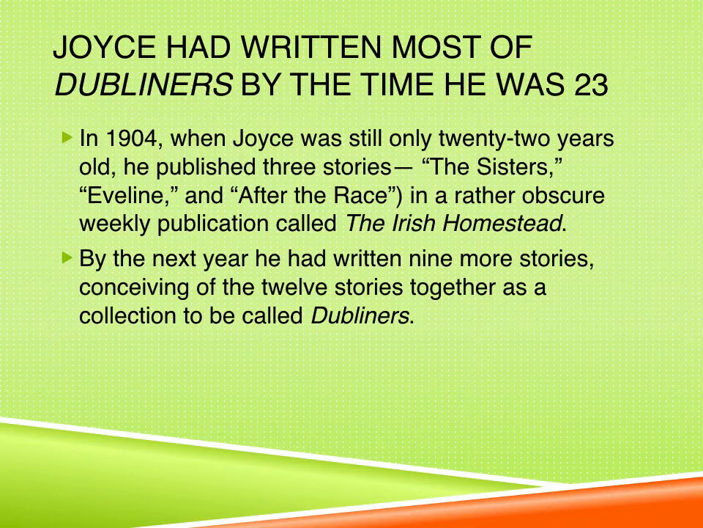So in 1904, he published three stories, The Sisters, Eveline, and After the Race, in an obscure weekly publication called The Irish Homestead. By the next year, he had written nine more stories, conceiving of the 12 stories together as a collection to be called Dubliners.